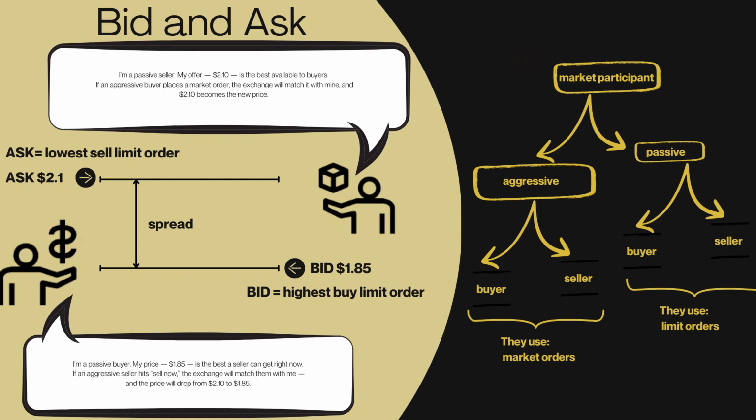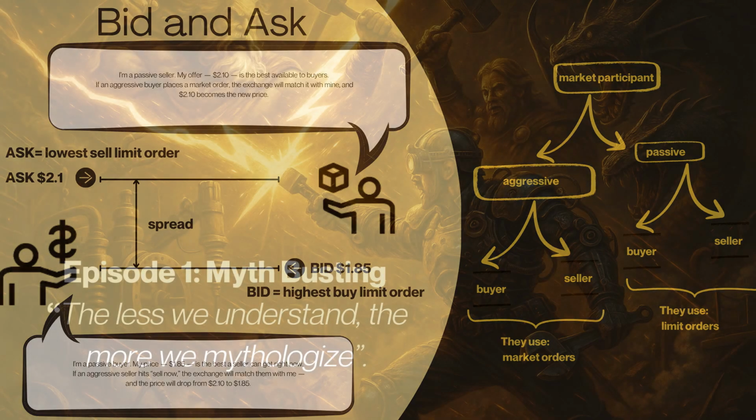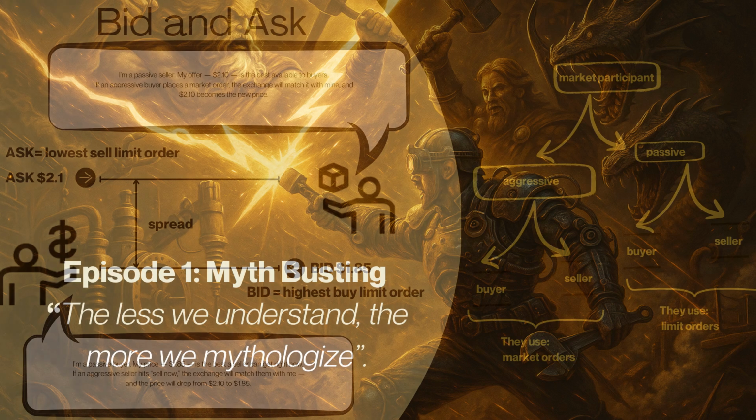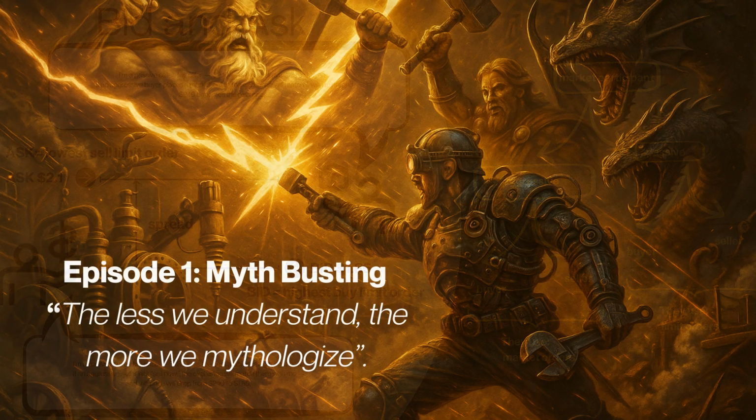An aggressive participant wants to act now. They look at what's currently offered and say, I'll take it. They cross the spread, accepting the best available price on the other side. That's what triggers a trade and moves the price. Without someone crossing the spread, nothing happens. There's just a list of standing offers, buyers waiting below, sellers waiting above. Price only moves when someone says, I'll pay your price, or I'll take your offer. That agreement is what turns potential into action and updates the chart.